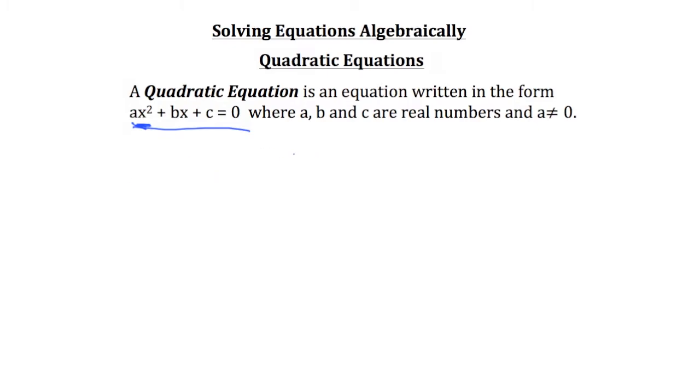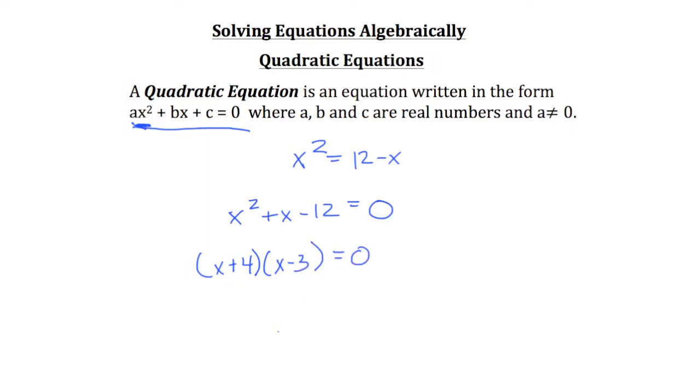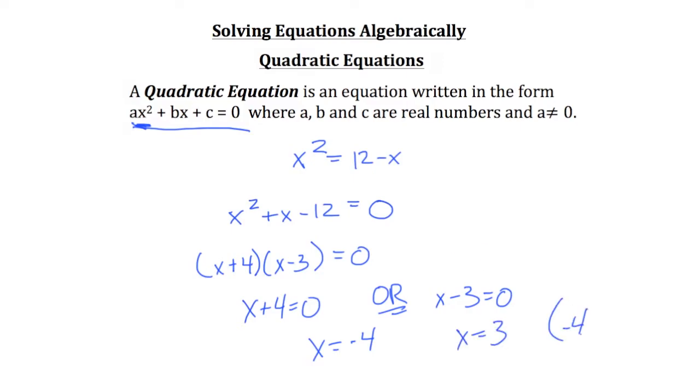If we're given an equation such as x squared equals 12 minus x, we first put the equation in standard form by adding x minus 12 to each side. When we do that, we have x squared plus x minus 12 equals 0. The left side of the equation can now be factored as x plus 4 times x minus 3 equals 0. Then by the zero product property, we have x plus 4 equals 0 or x minus 3 equals 0. So our solutions are x equals negative 4 or x equals 3. We say that the solution set is negative 4, 3.